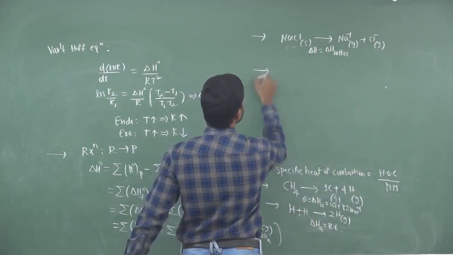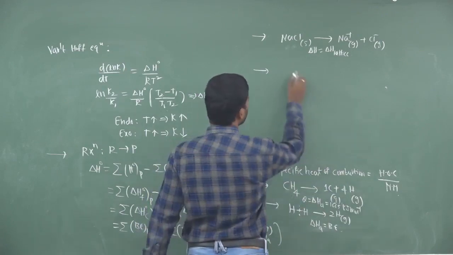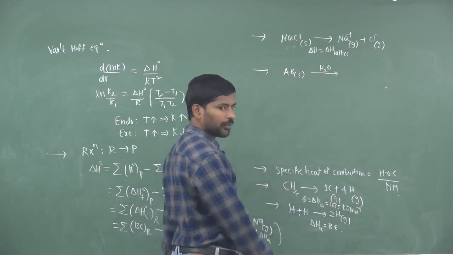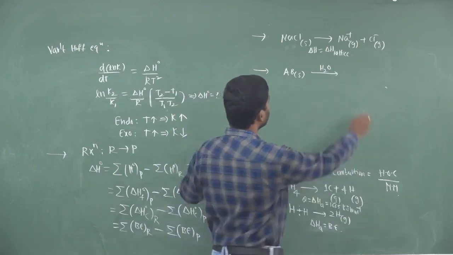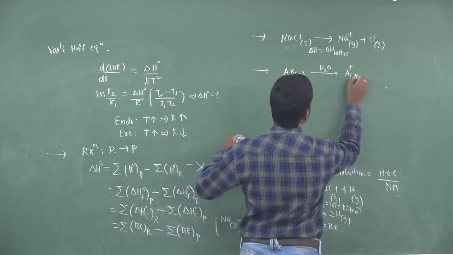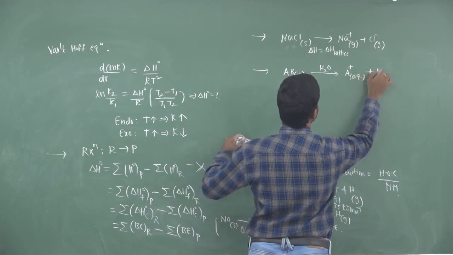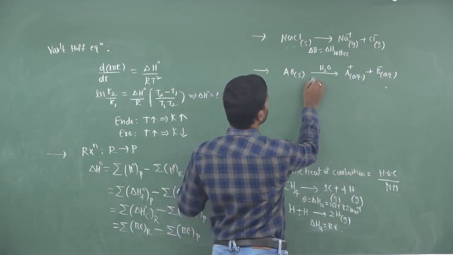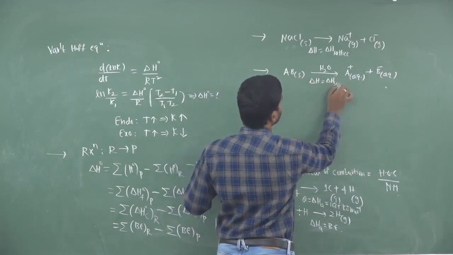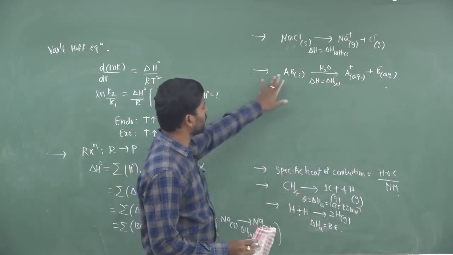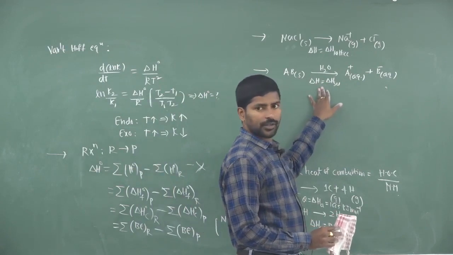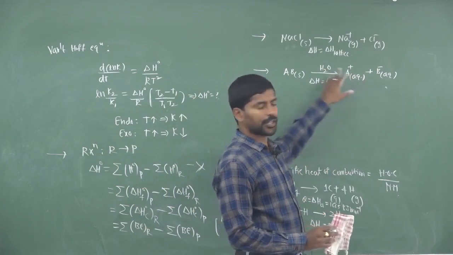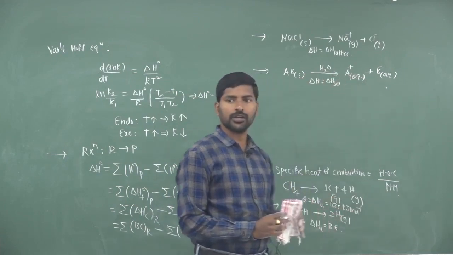Lastly, we discussed enthalpy of solution. For example, we are dissolving 1 mole of a solid in a specific amount of water. Then we get A plus aqueous and B minus aqueous, if it is an ionic solid. What is the change in enthalpy during this process? That is called enthalpy of solution. We get hydrated ions, and the change in enthalpy during this process is called enthalpy of solution.